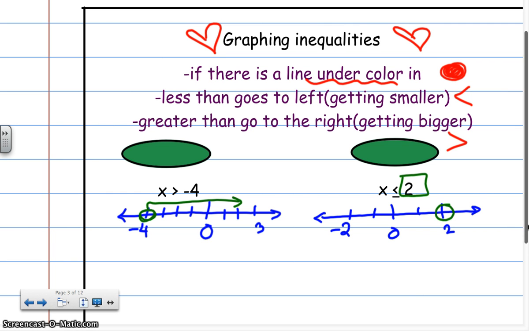Do I color it in? Yes. Why do I color it in? Because there's a line under there, also read as less than or equal to. That says color it in. And which way do I go, left or right? Left. I'm getting small. x is smaller than it. So if I'm getting small, I'm getting in the negatives, or more negative if I'm already there.